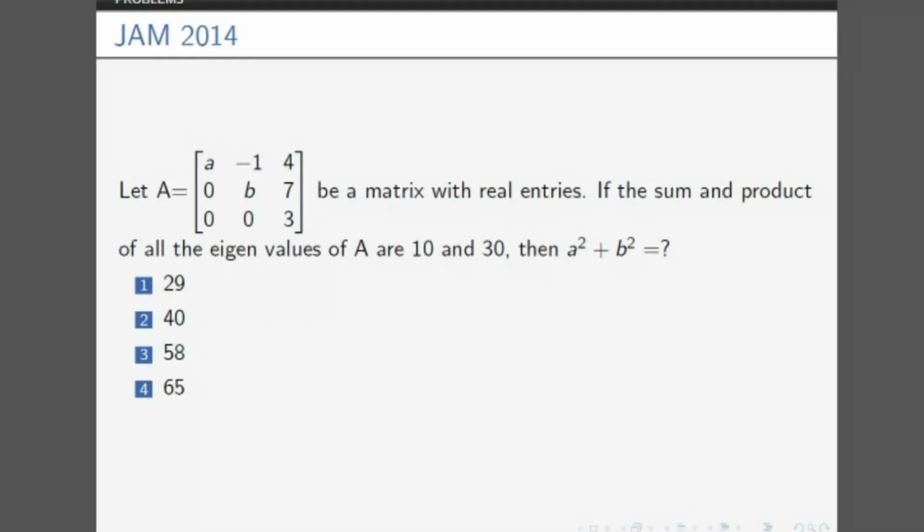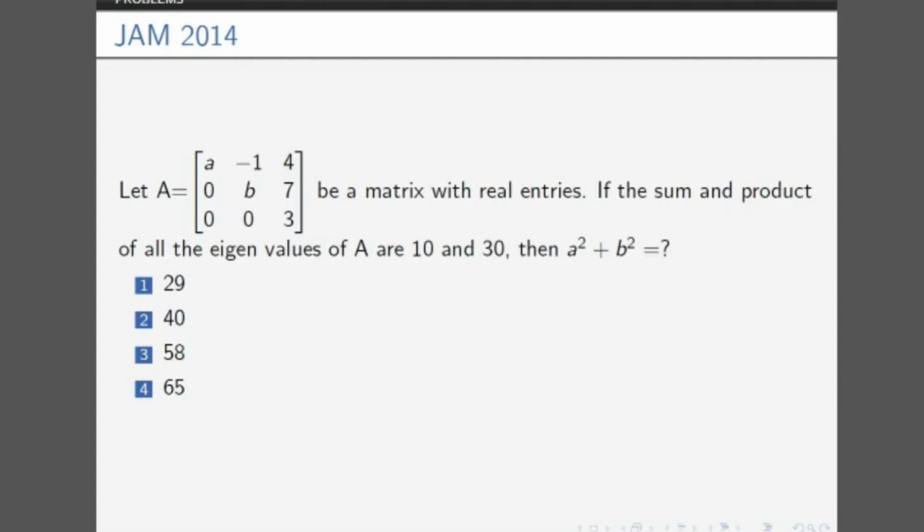Yes? Can I answer it? Yeah, one sec. I'll just read the question and then you can start. Okay. So let A be the matrix with rows (a, -1, 4), (0, b, 7), and (0, 0, 3), a matrix with real entries. If the sum and product of all the eigenvalues of A are 10 and 30, then a square plus b square equals. Okay, and 4 options have also been given. This question was asked in JAM 2014. Now your answers are most welcome.